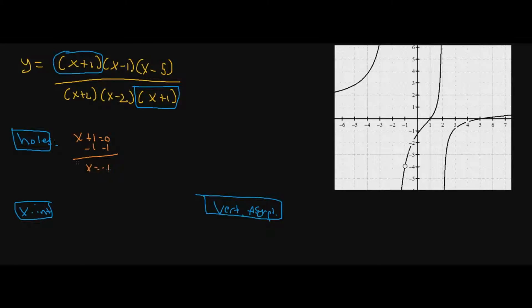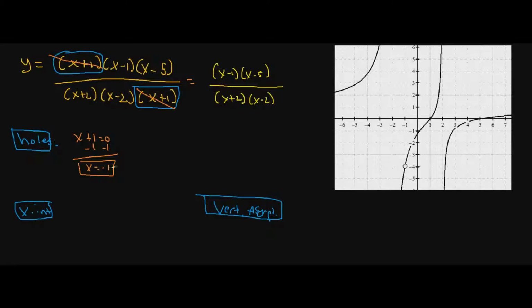And we know that a hole should occur when x is equal to negative 1. You see, the hole occurs right there. All right? So now that we know that, because of the same thing, we can just cancel them out. And we can rewrite this as x minus 1, x minus 5, all divided by x plus 2 and x minus 2.